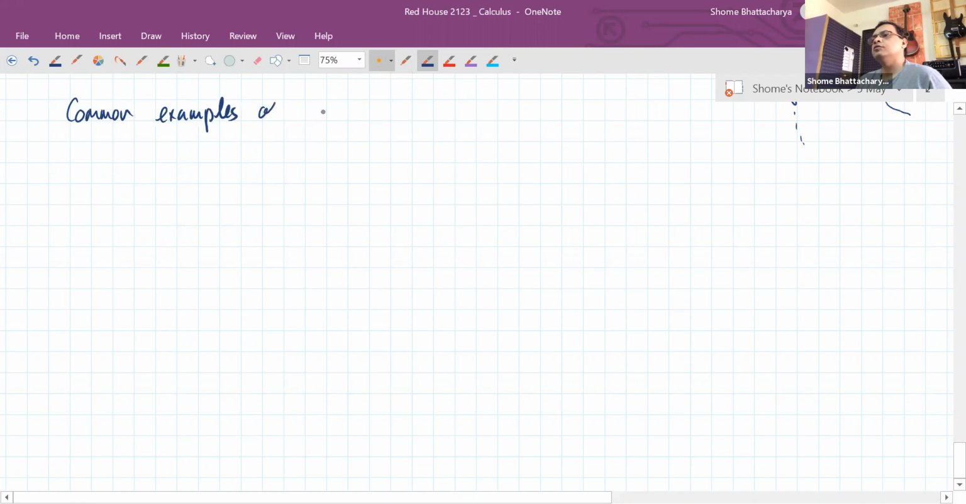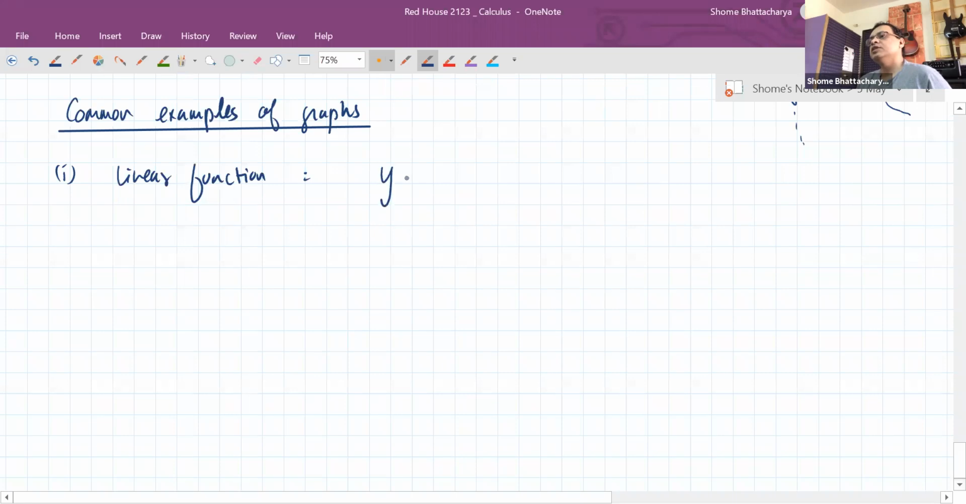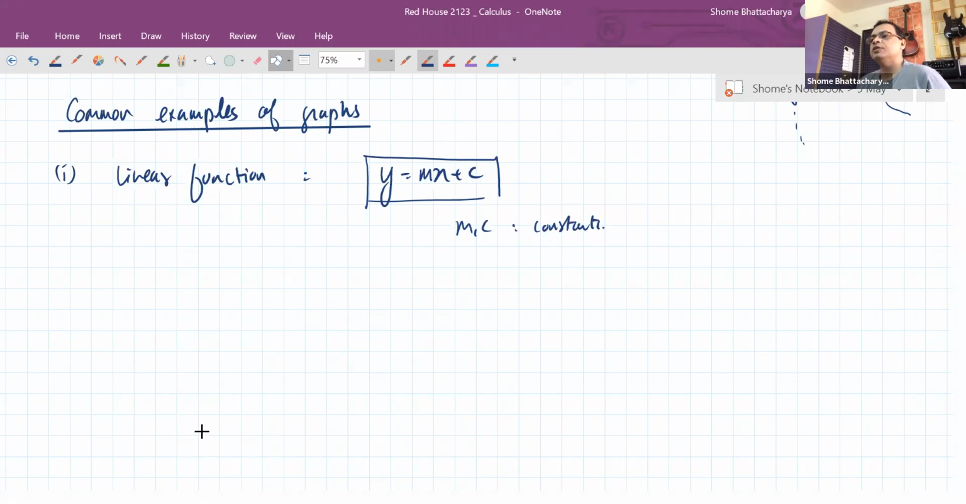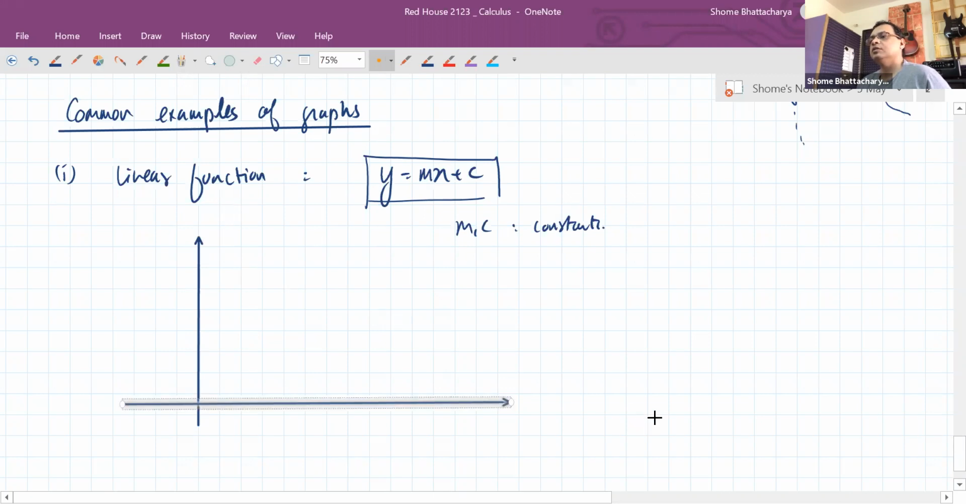Common examples of graphs. So the first is what we call a linear function. That is a polynomial of degree 1. So we can say that is y equal to mx plus c type. Or you can write it as ax plus b also, where m and c are constants. So in general, you know what the graph of this type of function looks like. It looks like a straight line, where m is the slope and c is the y-intercept.